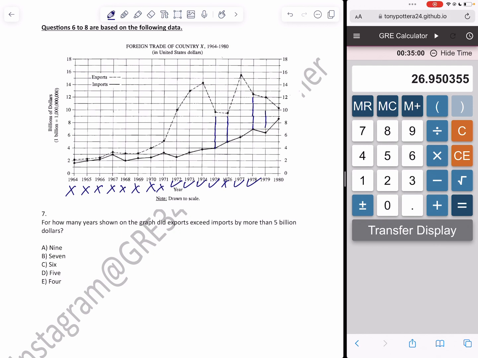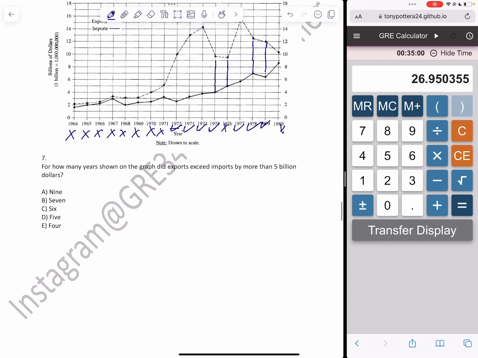1, 2, 3, 4, 5. Yeah, 1979 is also okay. 1980 is clearly not. So how many ticks do we have? 1, 2, 3, 4, 5, 6, 7. 7 ticks. The answer would be 7. The answer is B.